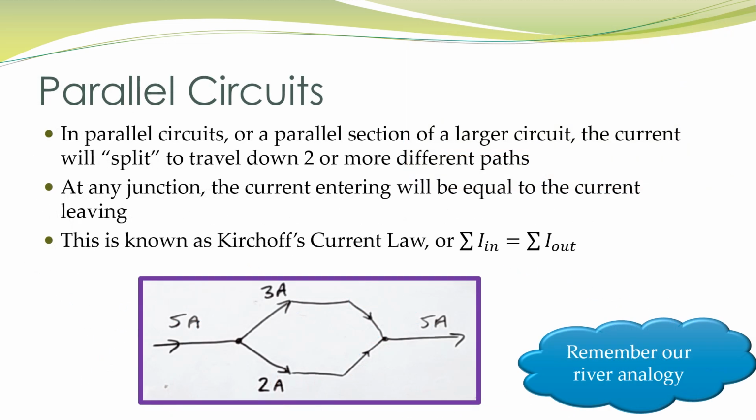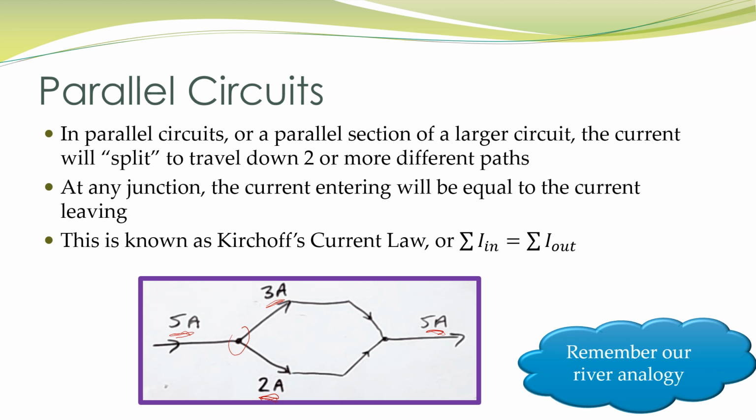Now, parallel circuits. Parallel circuits are slightly different. In a parallel circuit, or a parallel section of a larger circuit, the current's got to split and travel down two different pathways. So think about this scenario here where I've got 5 amps coming in and there's a junction or a split or a node here, and 3 amps, for example, may go up one path. There was 5 to start with. That means 2 amps has got to go down the other one, but I end up with my 5 amps at the other side.